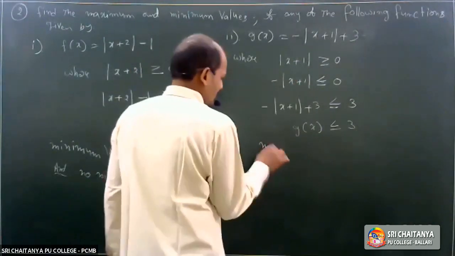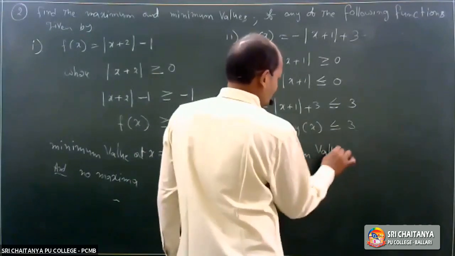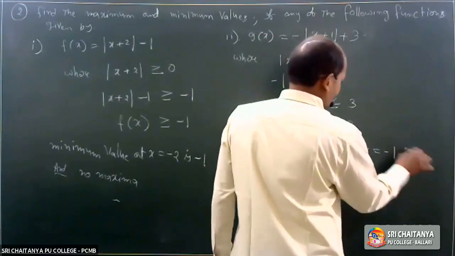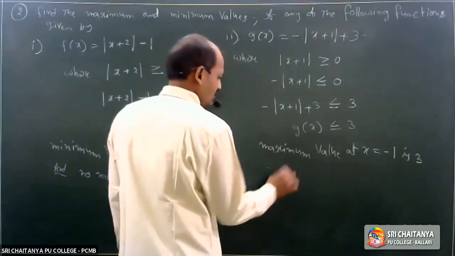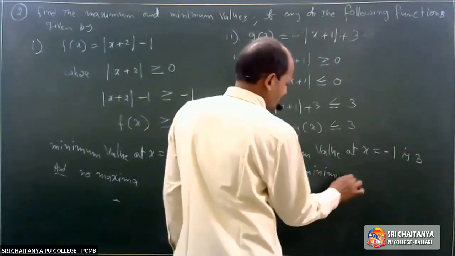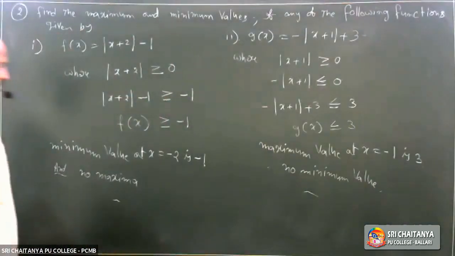So the maximum value at x is equal to minus 1 is 3, and no minimum. No minimum value. Okay, write it down.